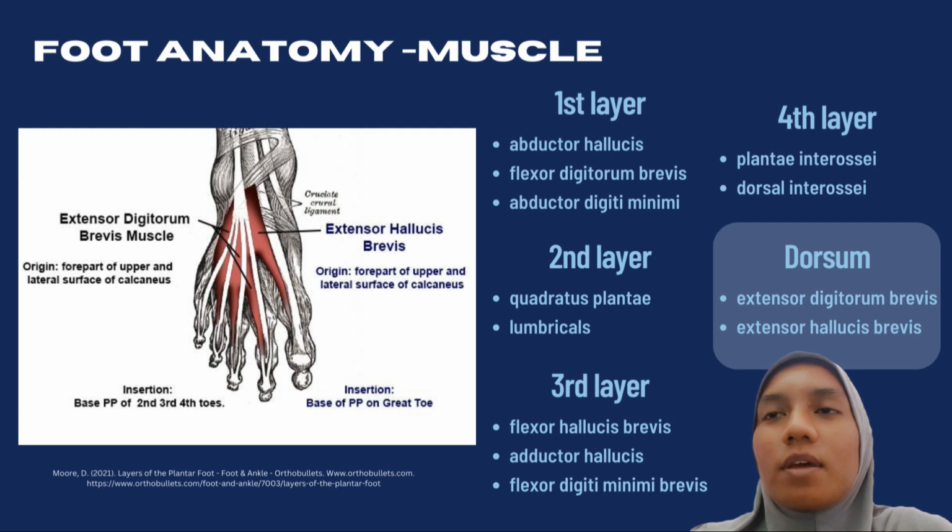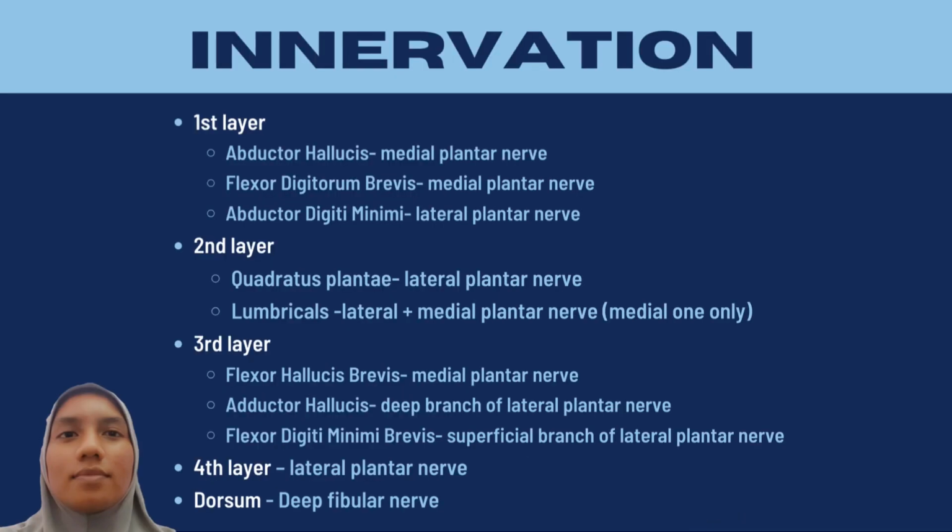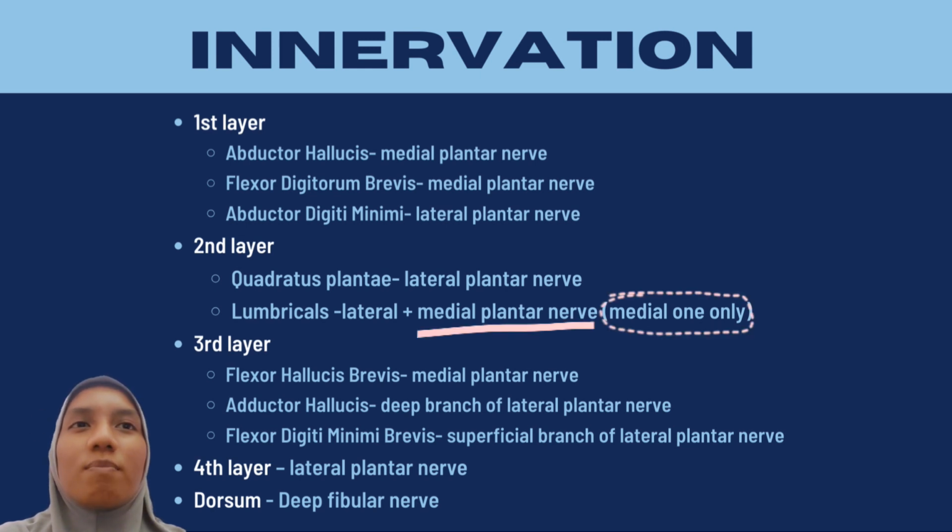Moving on to the dorsum, there are 2 muscles, which are the extensor digitorum brevis and the extensor hallucis brevis. For the innervation of the muscle, in the first layer, the abductor hallucis and the flexor digitorum brevis both have medial plantar nerve, while the abductor digiti minimi has lateral plantar nerve. Moving on to the second layer, both of them have lateral plantar nerve, but the lumbricals have an addition of medial plantar nerve for the medial part only.